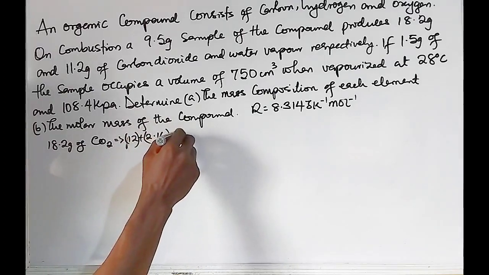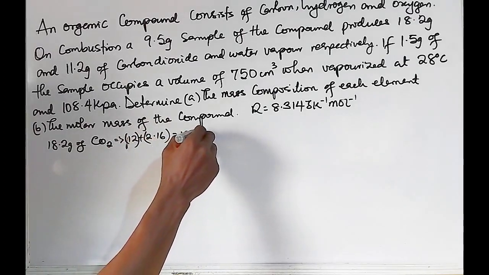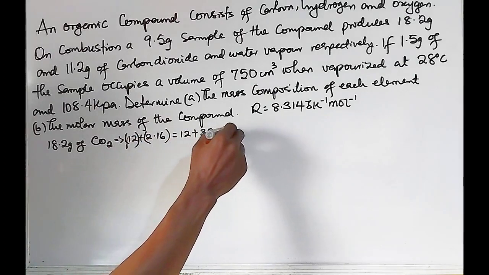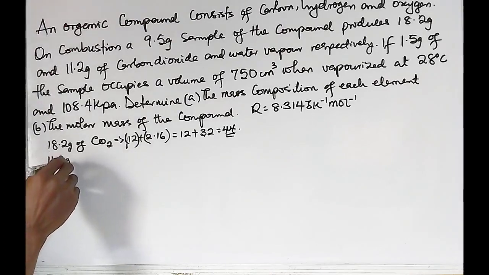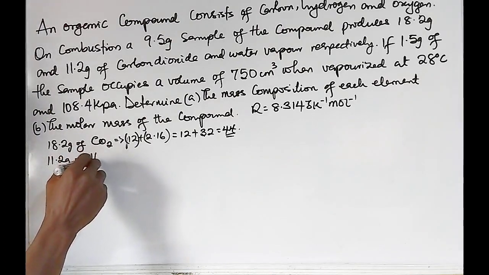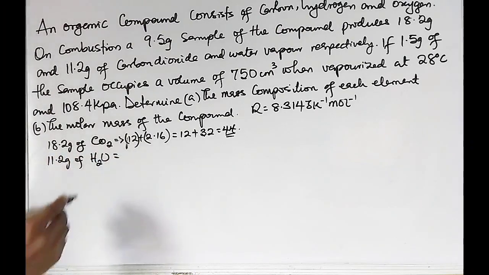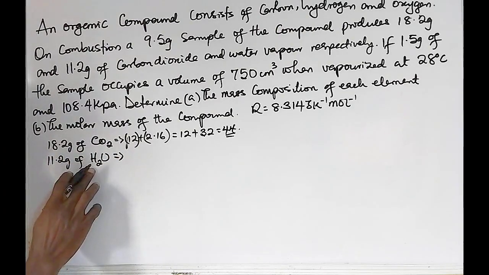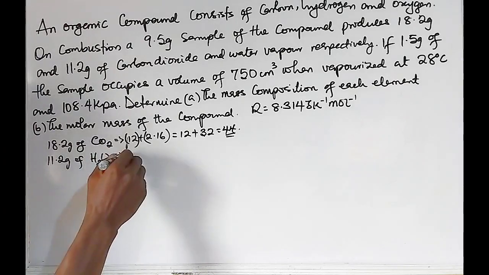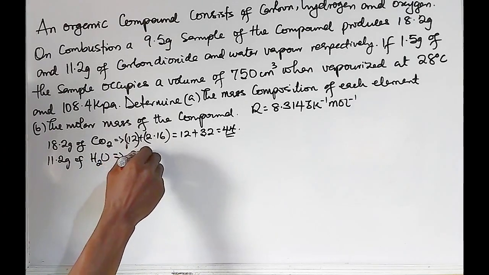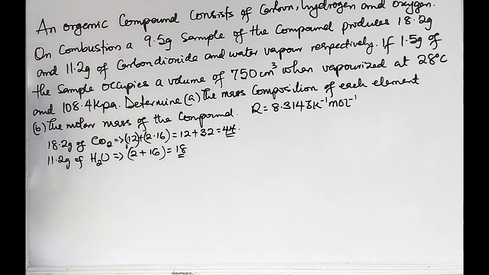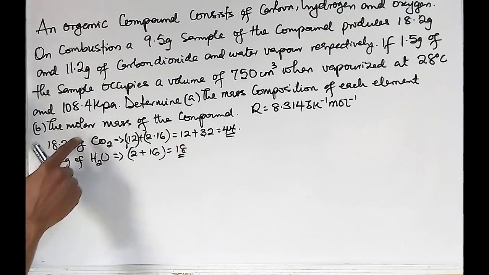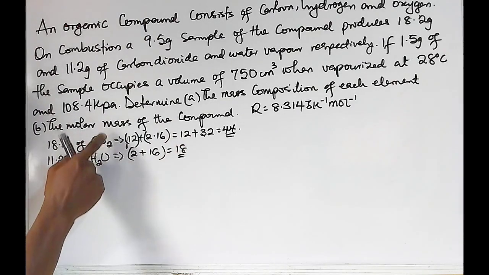So here we have 12 plus 32, and this should give us 44, right? Okay, and that of water vapor, which is water, that is 11.2 gram of water, which is vapor in terms of the gas. So here we have hydrogen, which is 1 times 2, we have 2, plus oxygen 16, and this will give us 18. All right, now you can see that these two compounds contain oxygen.